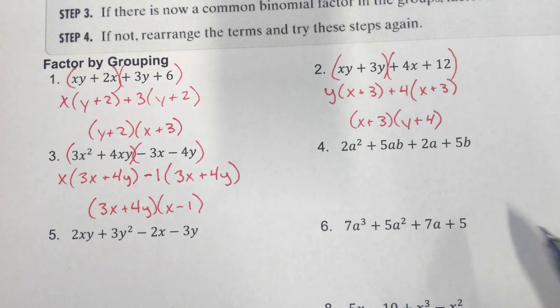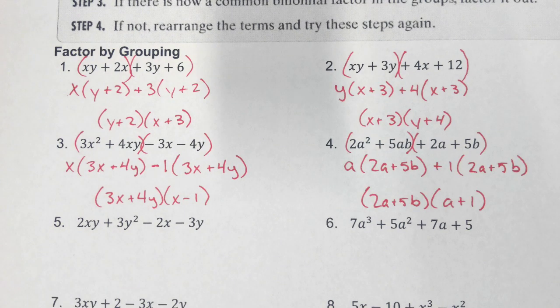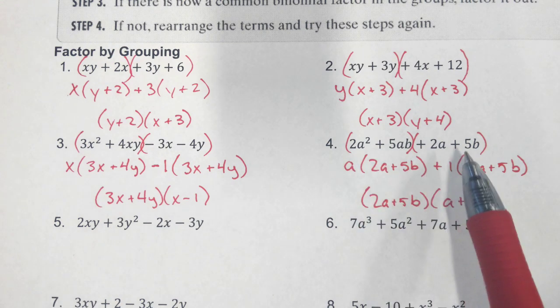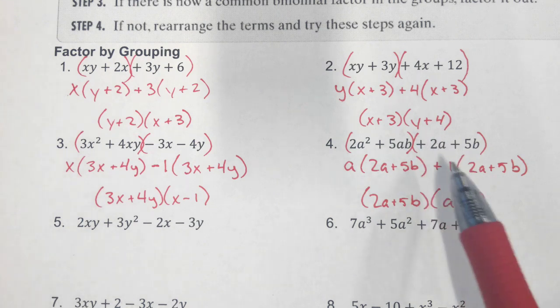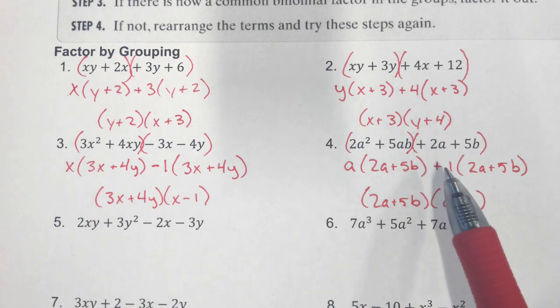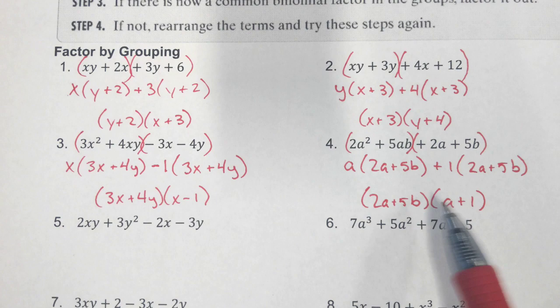So why don't you try number 4. Go ahead and pause the video, and we will compare. Okay, so I got 2a plus 5b times a plus 1. And so this one was a little bit tricky because there was nothing in common, and they were already positive. So you'd really factor out a positive 1, which gives you that a plus 1 for your second factor. So hopefully you got that.